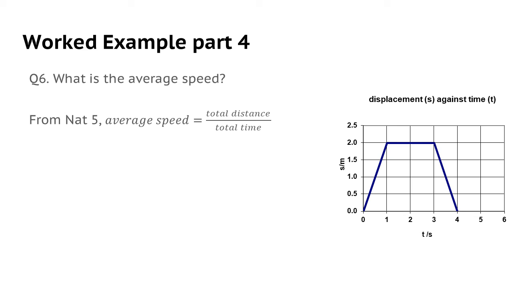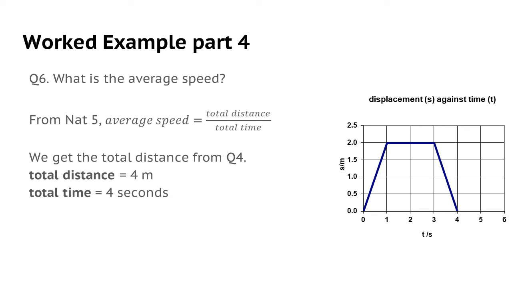Now, we've already calculated the total distance. If you look at your distance time graph from question 4, the final distance was actually 4 meters. So we've got the total distance from that. The total time, well, we can get it from the graph here. The total time is basically 4 seconds. So 4 meters divided by 4 seconds gives you an average speed of 1 meter per second.